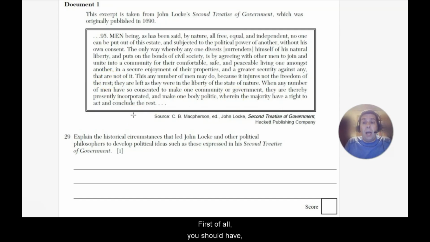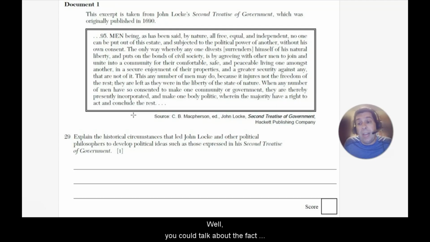First of all, when I teach AP courses, I usually say you should have things like two content-rich sentences. Have a bunch of stuff, right? The historical circumstances that led John Locke to develop these ideas, there you go. So what are things we could write about?